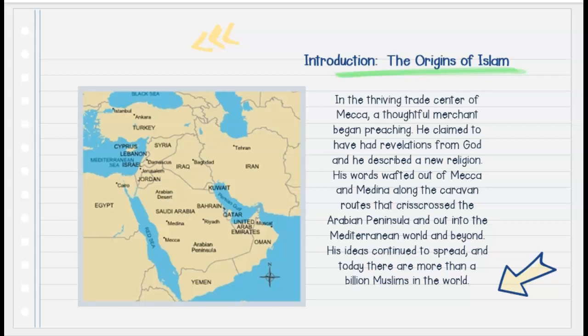Introduction, the origins of Islam. In the thriving trade center of Mecca, a thoughtful merchant began preaching. He claimed to have had revelations from God, and he described a new religion. His words wafted out of Mecca and Medina along the caravan routes that crisscrossed the Arabian Peninsula and out into the Mediterranean world and beyond. His ideas continued to spread, and today there are more than 1 billion Muslims in the world.